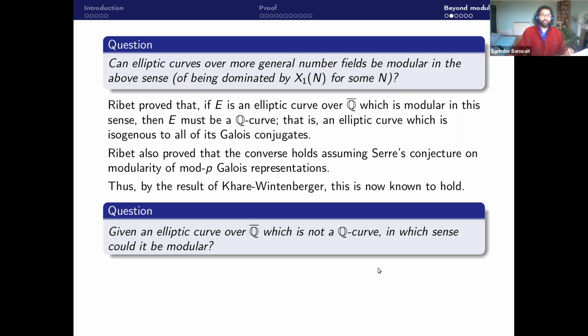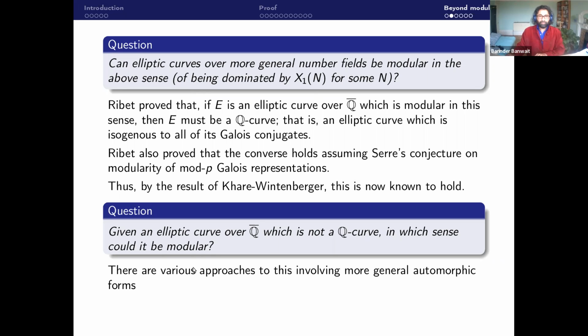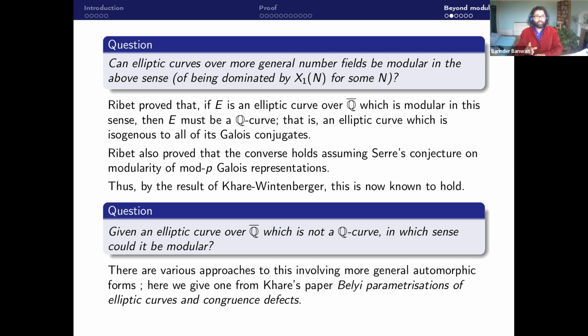So then that raises the question: if you have an elliptic curve over Q bar that is not a Q-curve, then in what sense could it be modular? And here, and for Khare in his article, we want to stay with this idea of being dominated by some kind of curve, like a modular curve. There are various approaches to this. For totally real fields, one can consider Hilbert modular forms, and for imaginary quadratic fields, you have these Bianchi modular forms. But that's not what we're doing here.